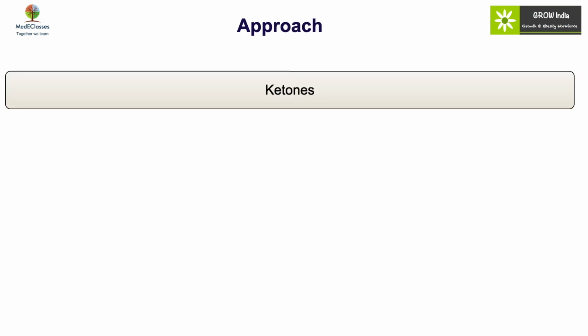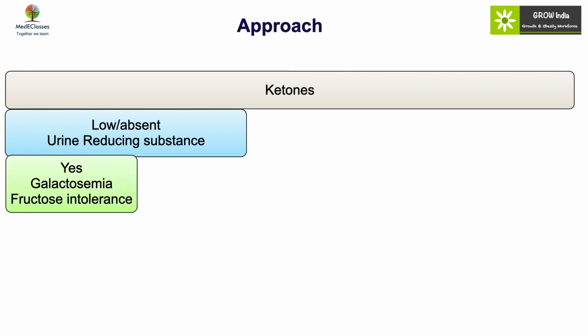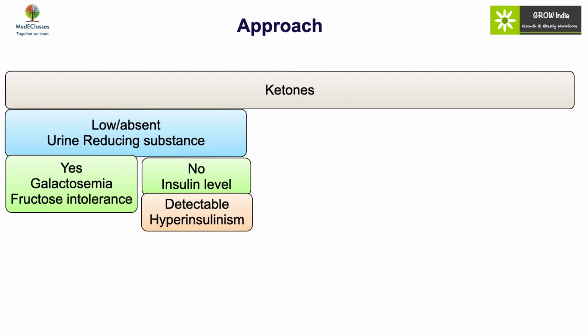So just to approach somebody presenting to us with hypoglycemia, the most important thing is to look at ketones. If ketones are low or absent, look at urine reducing substance. If they are positive, we are dealing with galactosemia and fructose intolerance. If they are not, think of hyperinsulinism. If the insulin is detectable in a non-ketotic child with non-glucose reducing substance being negative, it is most likely hyperinsulinism. If it's undetectable, we are dealing with mostly a fatty acid oxidation defect.